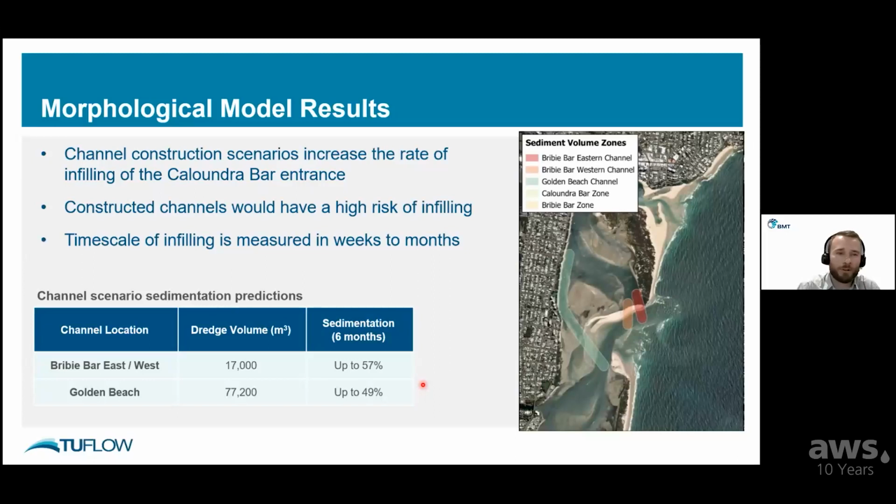So all in all, these results are showing that if you're going to dredge a channel here, it's highly likely to infill very quickly and it will require maintenance. And dredging in particular is very expensive to get plant mobilized. So it's likely to be unfeasible in this case.